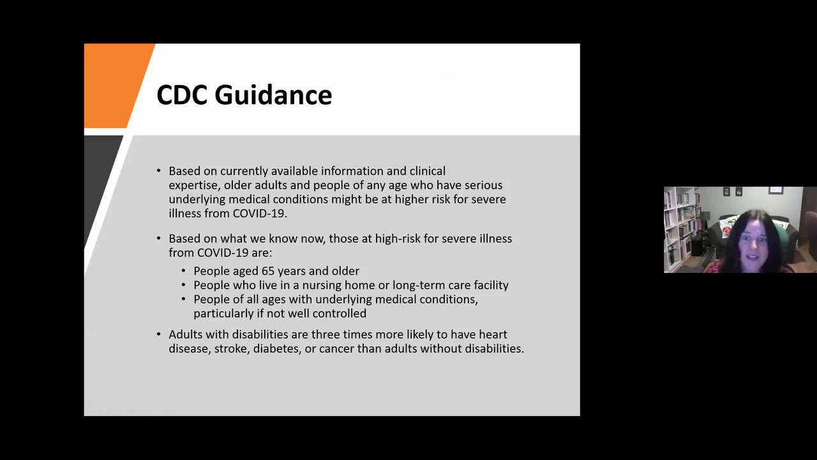Guidance from the Centre for Disease Control in Atlanta in the States states that, based on current available information and clinical expertise, older adults and people of any age who have serious underlying medical conditions might be at higher risk of severe illness from COVID-19. Based on what we know, those at high risk are people who are over 65, people who live in nursing homes or long-term care facilities, and people of all ages with underlying medical conditions. In addition, what they state is that adults with disabilities are 3 times more likely to have heart disease, stroke, diabetes, or cancer than adults without.